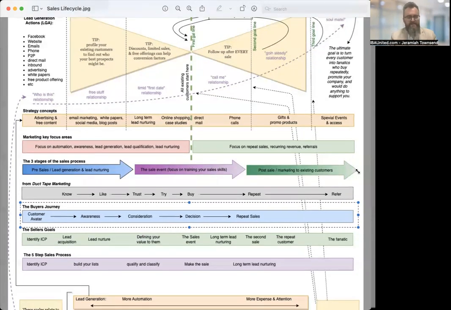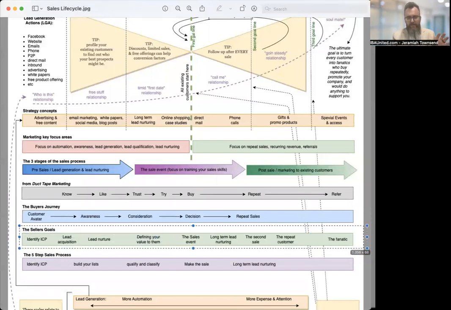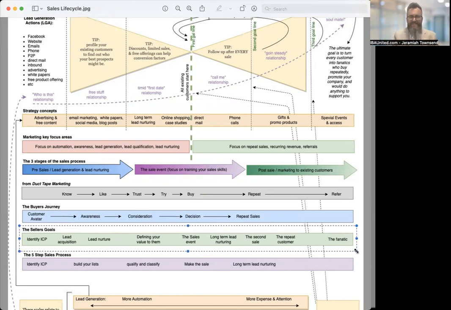Now, along those lines, we have the seller's goals. I want you to understand what your goal is as a seller. So the seller's goals, I told you this was kind of complex. I told you this is really high-level stuff. So at the very beginning, you want to identify your ICP, your ideal customer profile. This is your customer avatar, your ICP, your ideal customer profile.